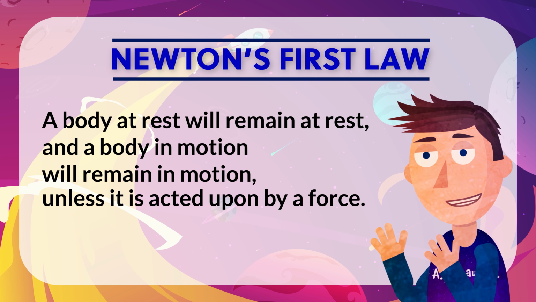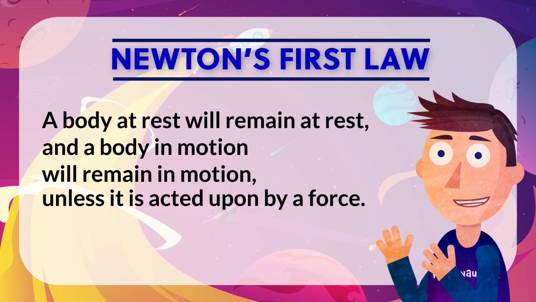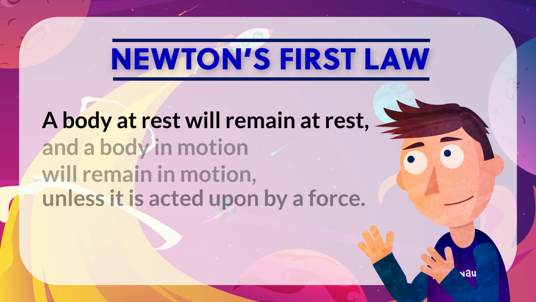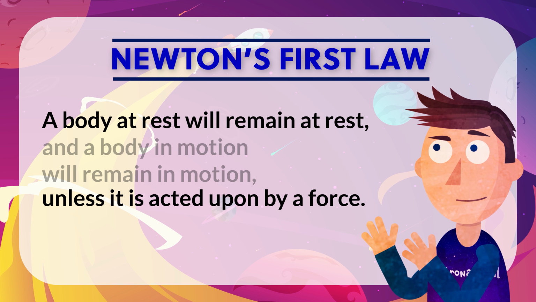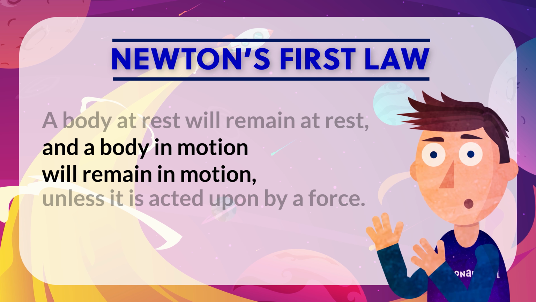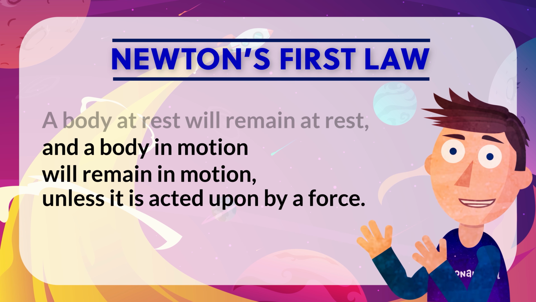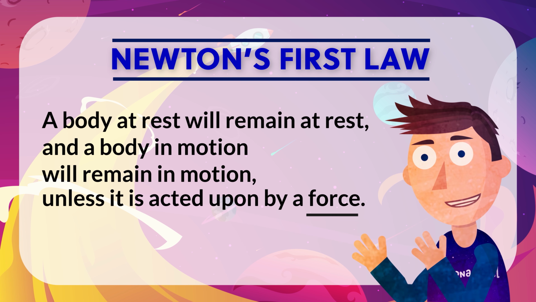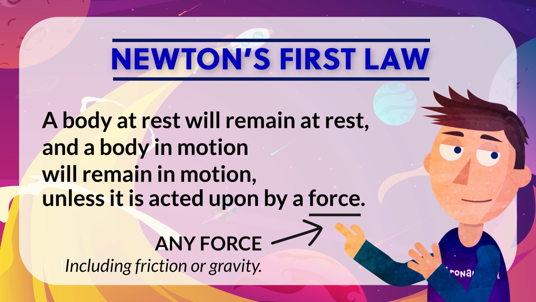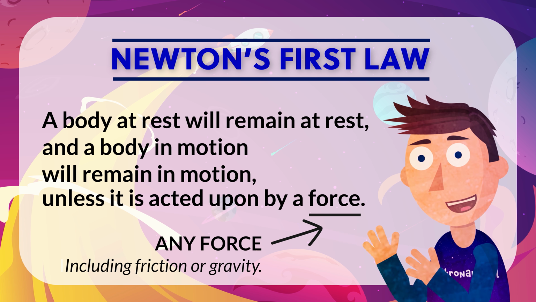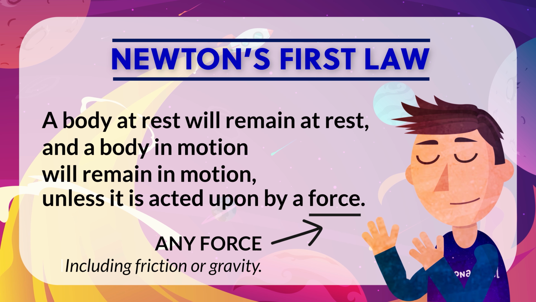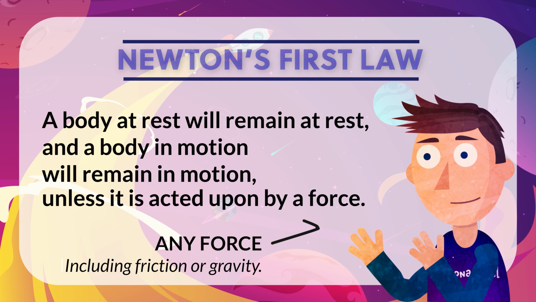Now, that's a long sentence, so let's simplify that. It essentially states that if an object is not moving, it will stay stationary unless it is affected by another force. And the same stands true for an object that is moving. It will continue to move unless affected by another force. Now, this force can be anything, including the force of gravity or the force of friction. This is why you may see a moving object stop after a while. It isn't defying Newton's first law of motion, since the force here is friction.